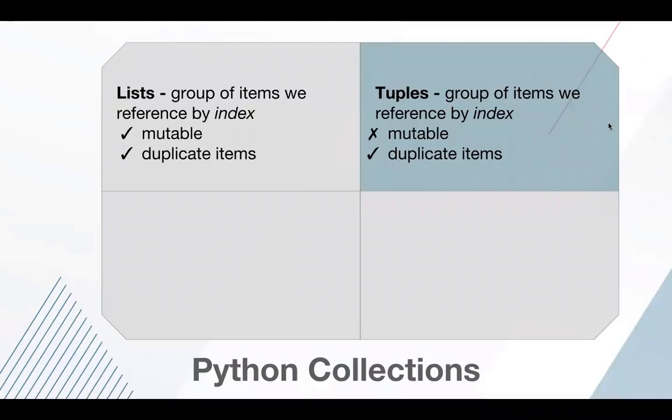All right, so let's move on from lists to tuples. So tuples, again, they're another collection of items that we can reference by index. However, they are immutable. We cannot change the values in a tuple once it has been created.